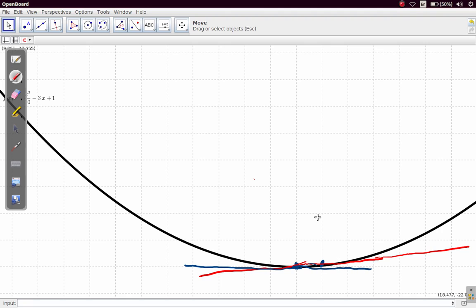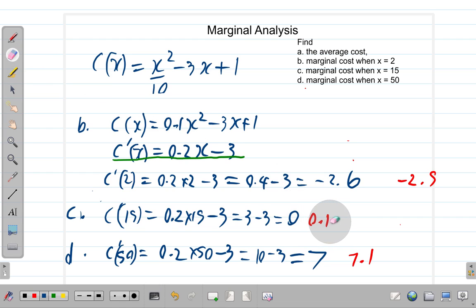So you see, at 15, you had a positive gradient, a slight positive gradient, 0.1. At 15, using the derivative, we get 0. But at 16, when you find the cost at 15 and then the cost for the 16th item and subtract to get the additional cost, you get 0.1. But the more accurate value is 0, right?